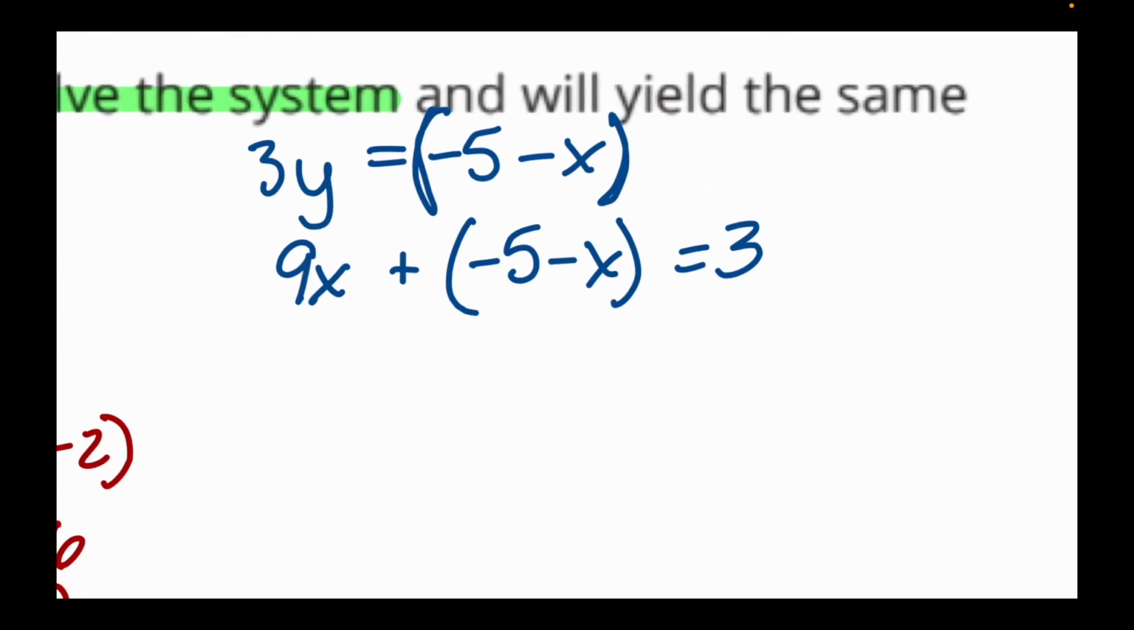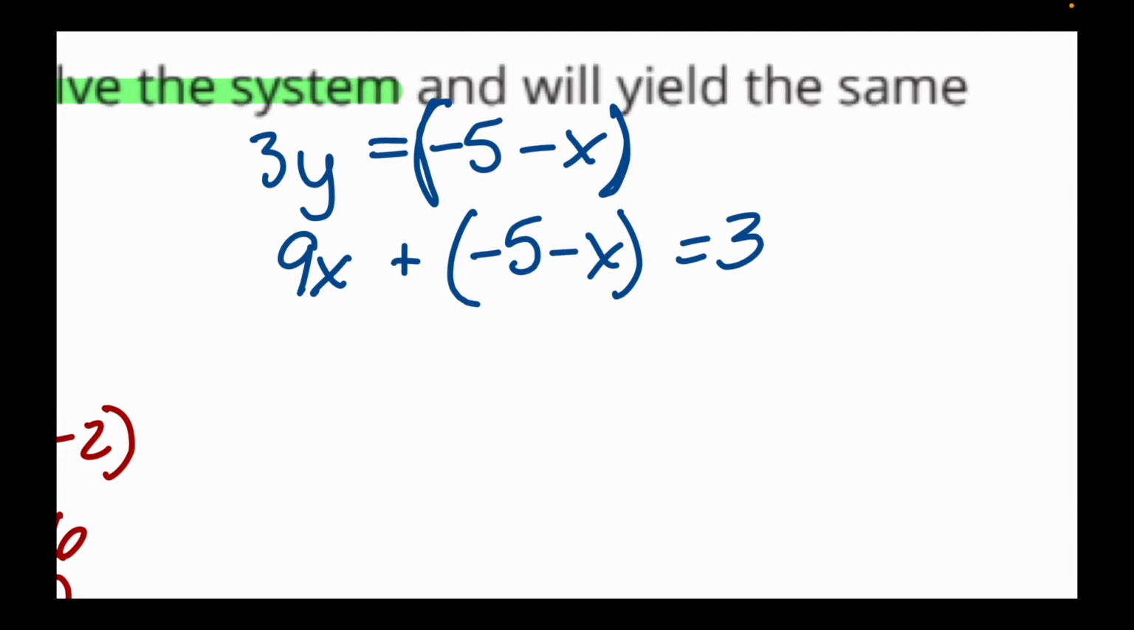Okay, so we're going to keep going here. Now in this case, I don't have anything out front to multiply with those parentheses. So I actually just get to drop them. I can consider it an invisible 1 out here that's being multiplied, but 1 times anything is just itself. So we would have 9x minus 5 minus x equals 3.